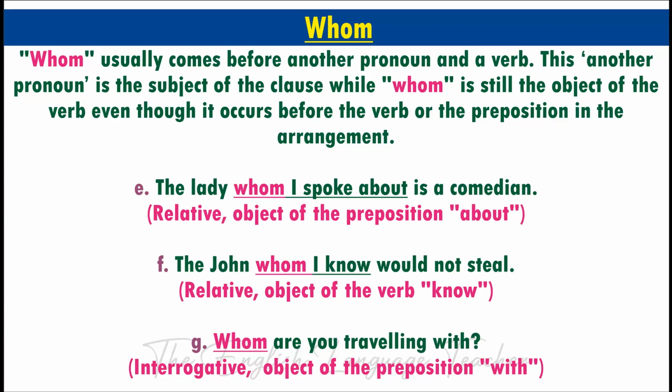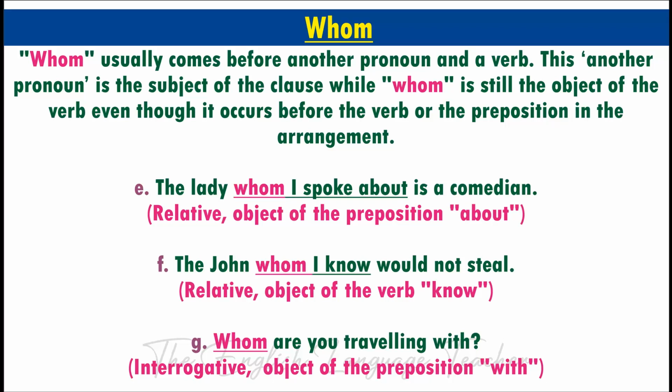So even though whom may come before all this, it will still be the object of either the verb or the preposition. So in this case, whom is a relative pronoun because it introduces the relative clause whom I spoke about, and it is the object of the preposition about. Example F. The John whom I know would not steal. So in this case, whom I know.